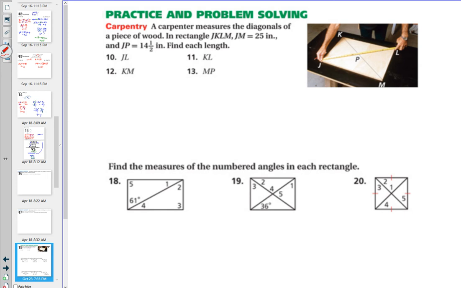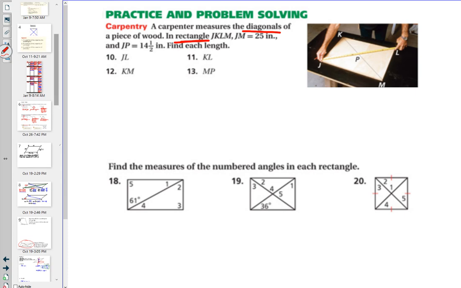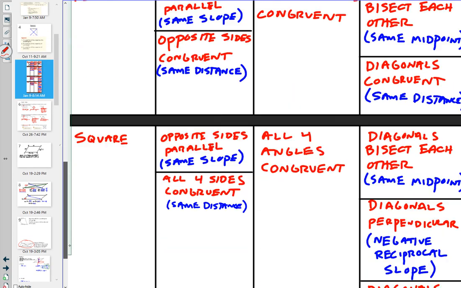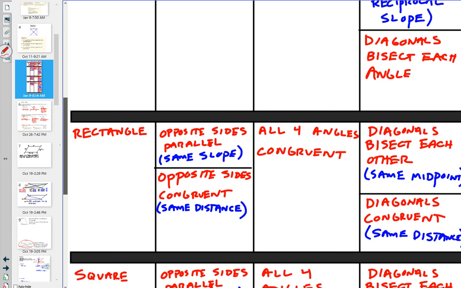Hey, find that one on your notes. A carpenter measures the diagonals of a piece of wood. They tell you that this is a rectangle. What do we know about the diagonals of a rectangle? They're not perpendicular. I have a nice little reference sheet that I made for you that tells you rectangle, diagonals. They bisect each other, but that just makes it a parallelogram. Diagonals bisecting each other is listed for every single one of them. What's more specific about a rectangle? Yeah, they're also congruent. That's listed there too.